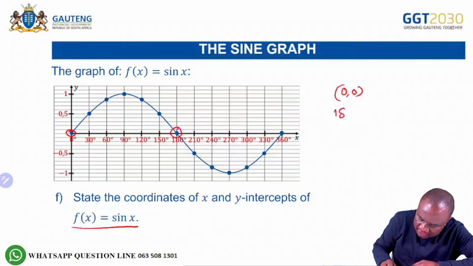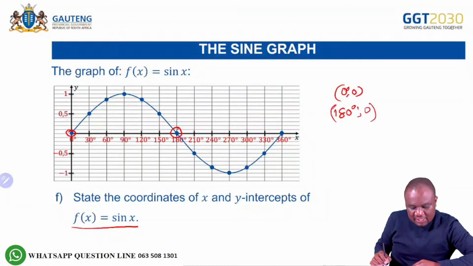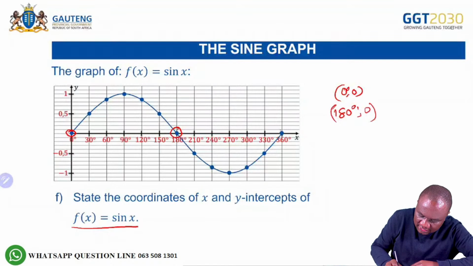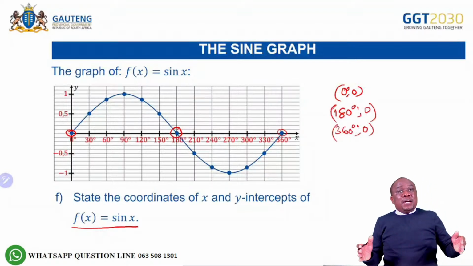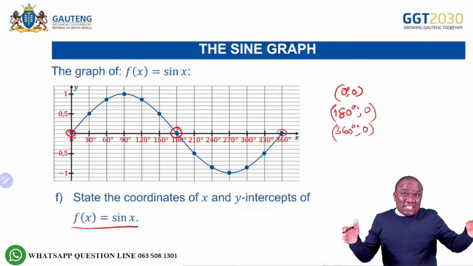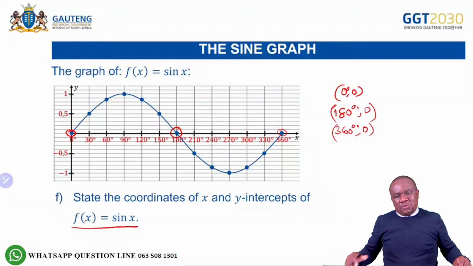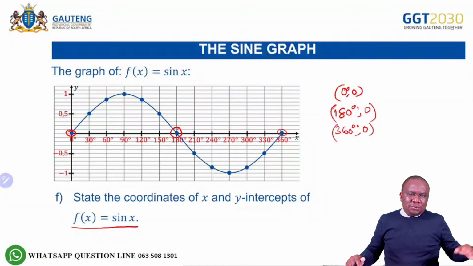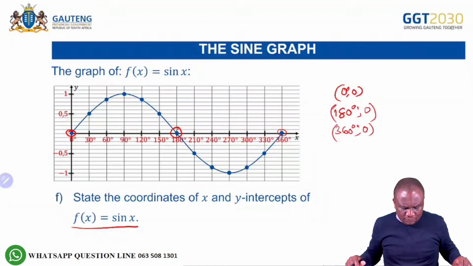So we have 180 degrees, 0. That's the x-intercept. And then we have another x-intercept there, 360 degrees, 0. Okay, you see that? Remember our domain, grade 10, is from 0 to 360 degrees. We don't do more than that. We don't do less than that. Okay? Right, those are the x and y intercepts.